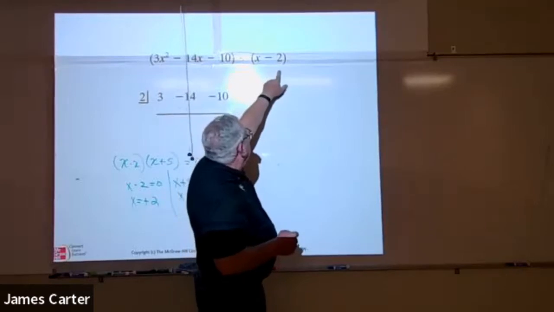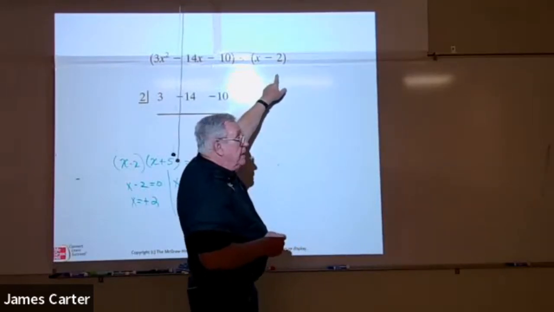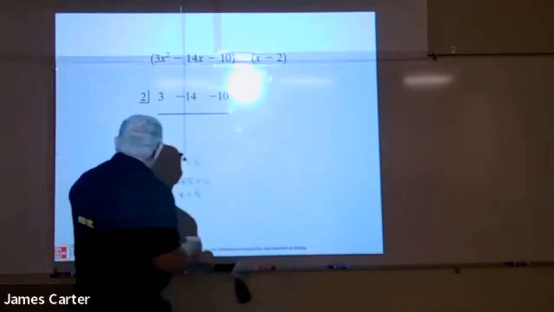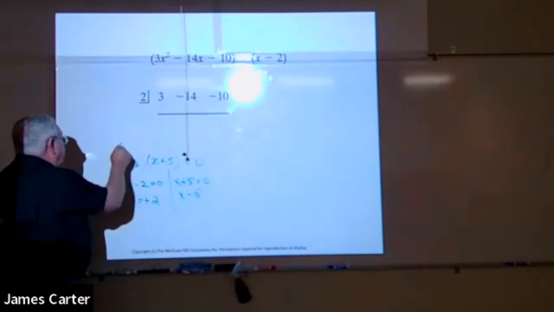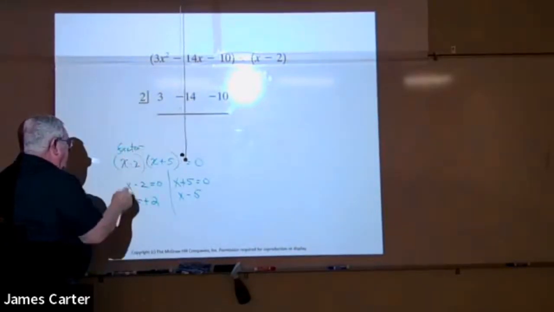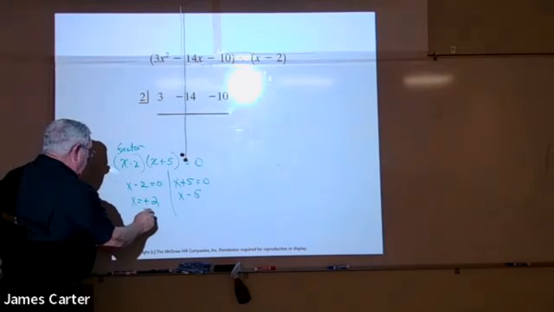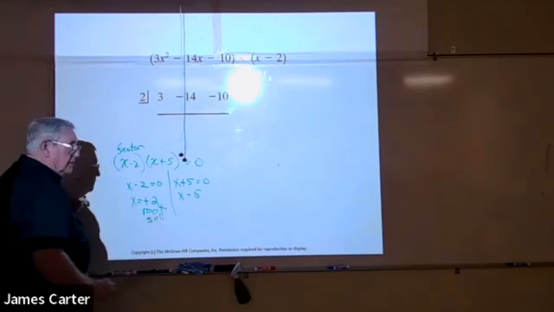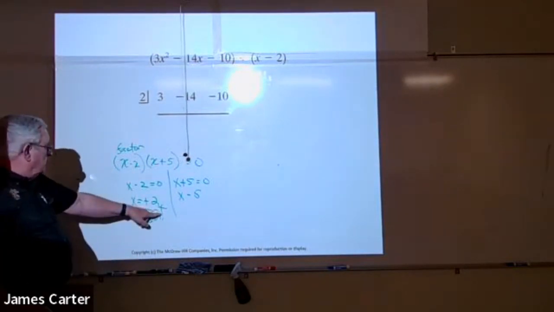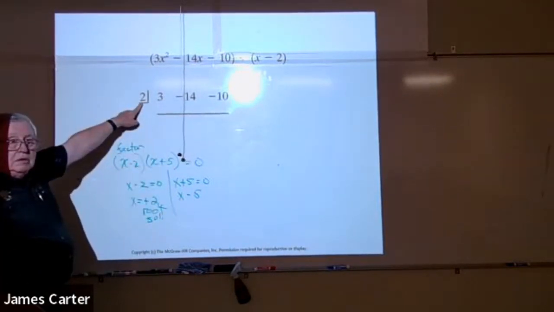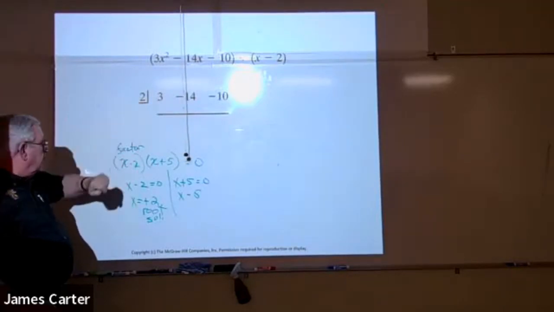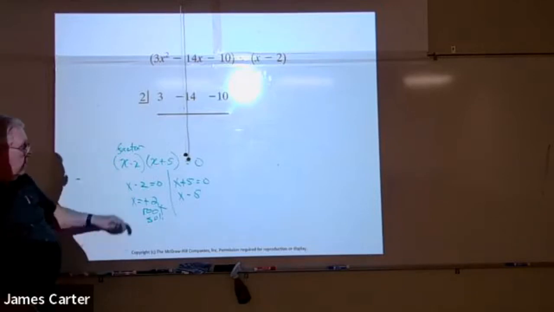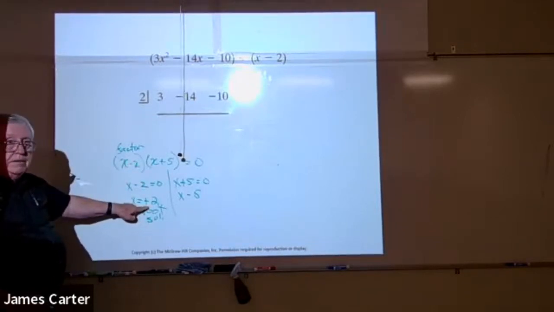Because of that, in synthetic division, instead of using the factor, we're going to use the root or the solution. So we're going to use positive 2 instead of this negative 2 from the factor. And this is 1.